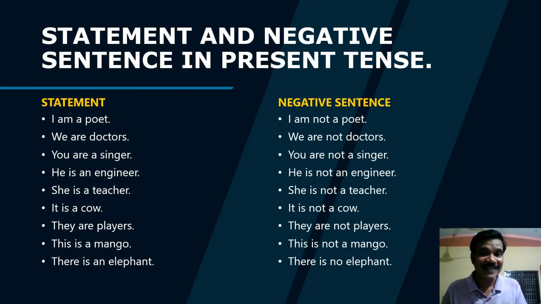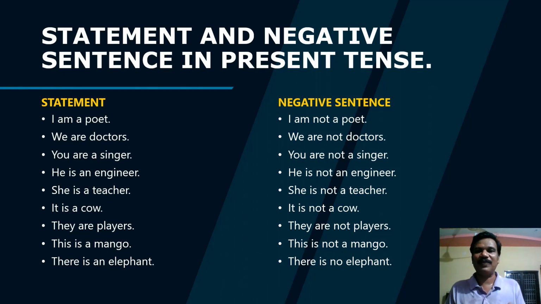We are doctors. We are not doctors. You are a singer. You are not a singer. He is an engineer. He is not an engineer. She is a teacher. She is not a teacher. It is a cow. It is not a cow. They are players. They are not players. This is a mango. This is not a mango. There is an elephant. There is no elephant.